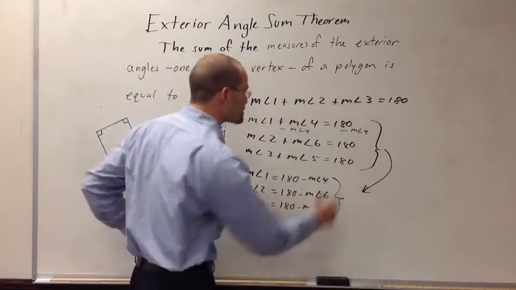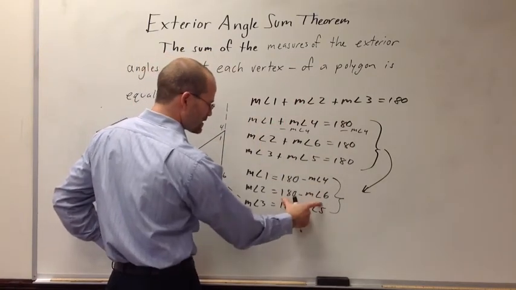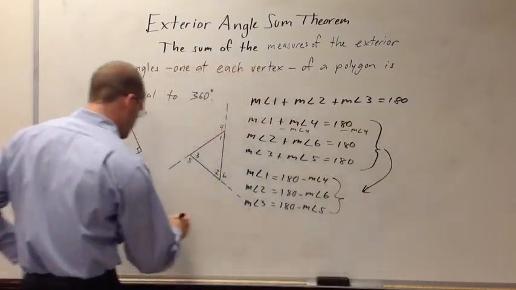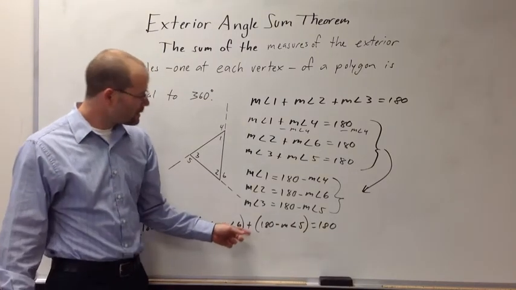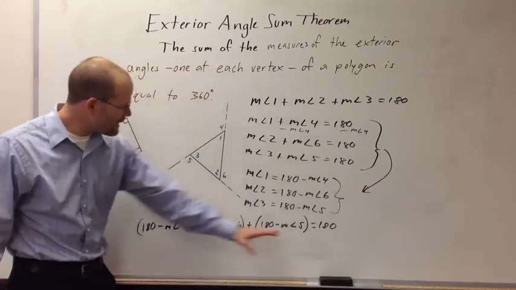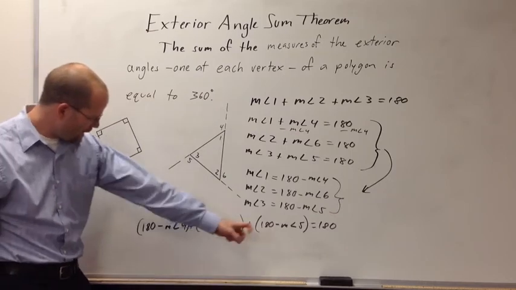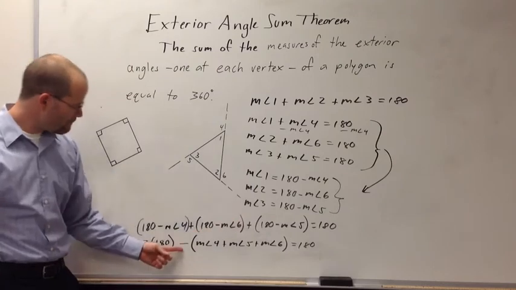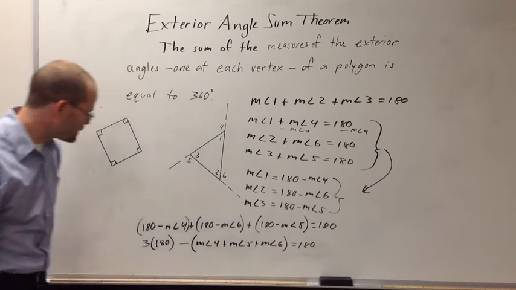And now we can make a substitution into this equation up here. I can plug this expression in for the measure of angle 1, this expression in for the measure of angle 2, and this expression in for the measure of angle 3. We end up with the following. 180 minus the measure of angle 4 plus 180 minus the measure of angle 6 plus 180 minus the measure of angle 5 equals 180. Now we can simplify this left side by combining the 180s and combining the angle measures, and we end up with the following expression. 3 times 180 minus the measure of angle 4 plus the measure of angle 5 plus the measure of angle 6 equals 180.